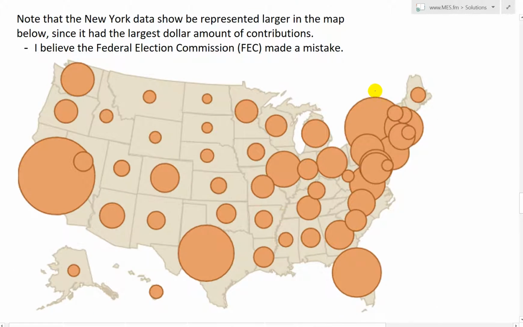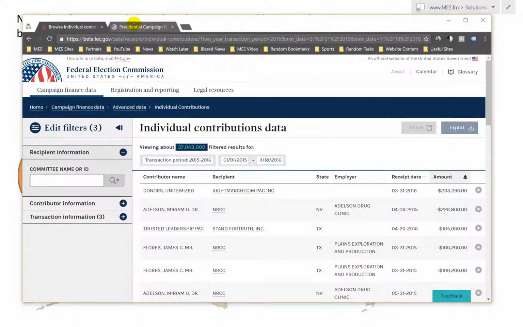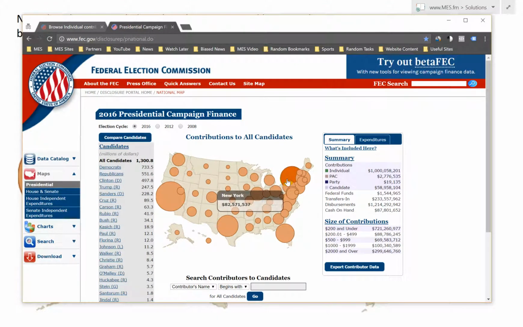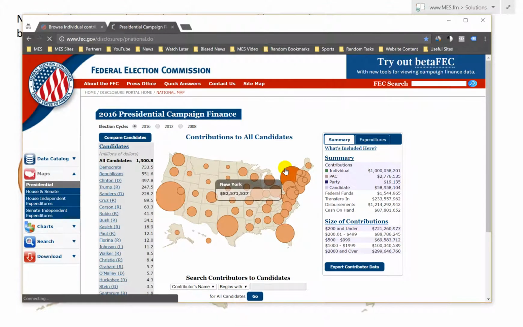And here I've copied and pasted that exact graph right here. This should be a bit bigger. This is New York's, because this one says 82 million, but as I showed, when you click inside again, it's actually 153. So it's supposed to be bigger. Just click already.